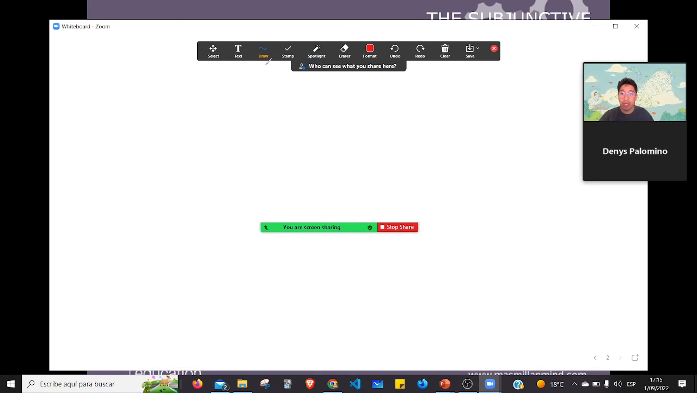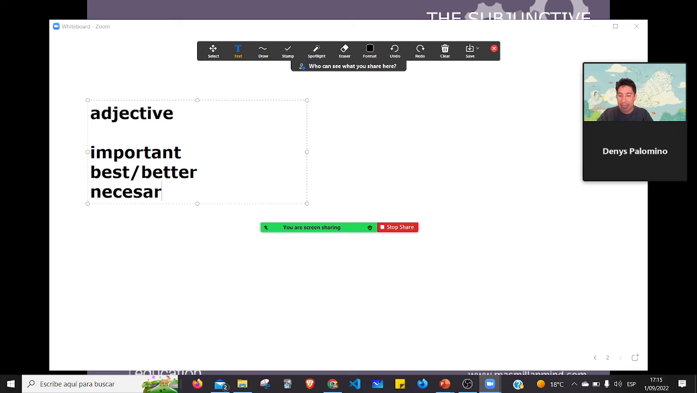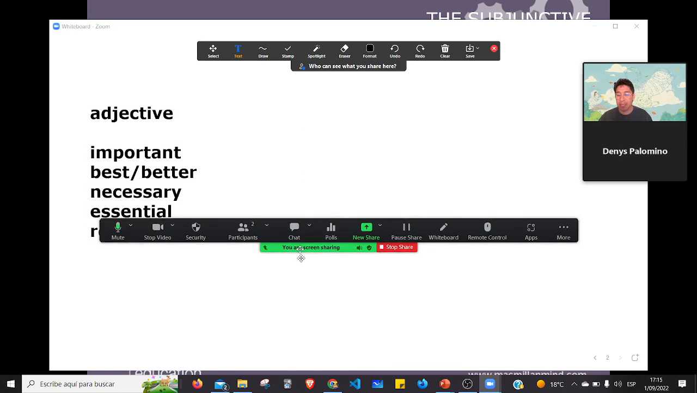Yes. And also, we have adjectives. Do you remember? Important. What else? Important. Best. Better. Necessary. What else? Essential. And recommended. So important, best, better, necessary, essential, recommended. What else? Recommended, necessary, essential, better, and important. It's the same. Okay, can you make a sentence, please?